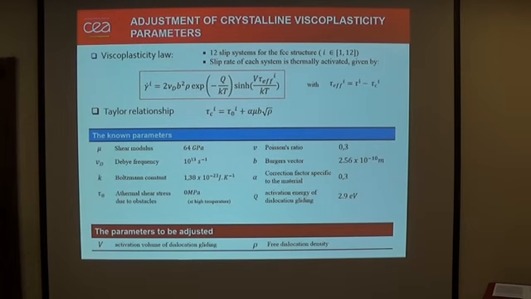For the FCC structure, we have 12 slip systems. We use this equation to calculate the slip rate, and we use the Taylor relationship to calculate the critical shear stress. Many parameters are already well known, as shown here. There are two parameters we want to specifically work on for 316: the activation volume and the dislocation density.